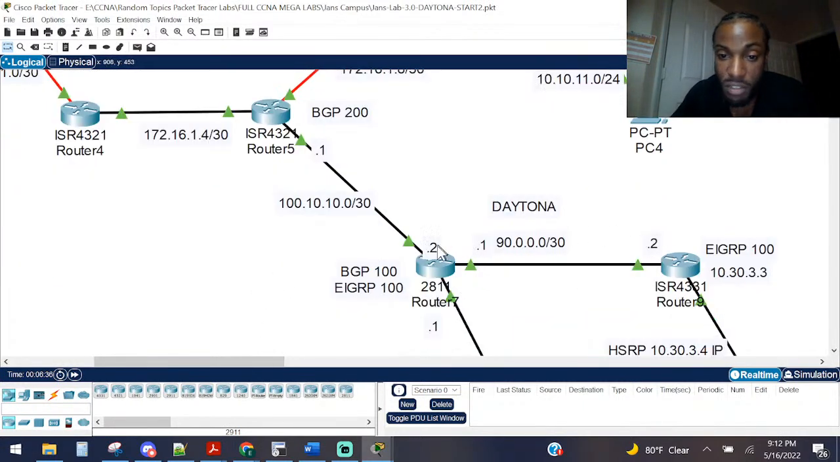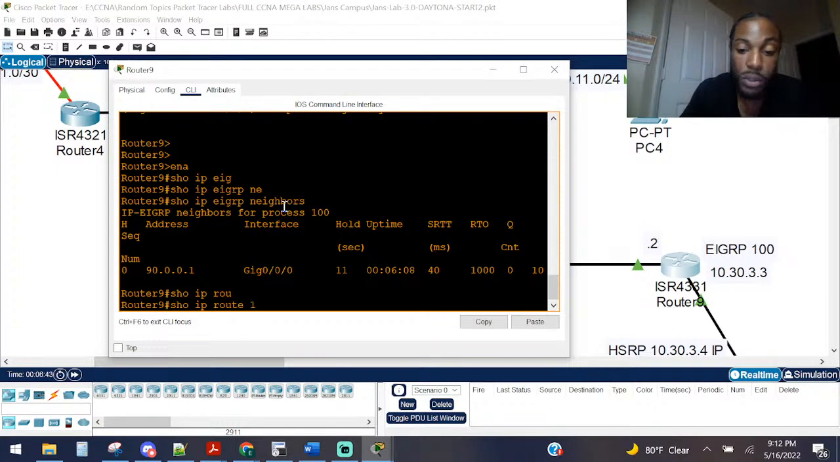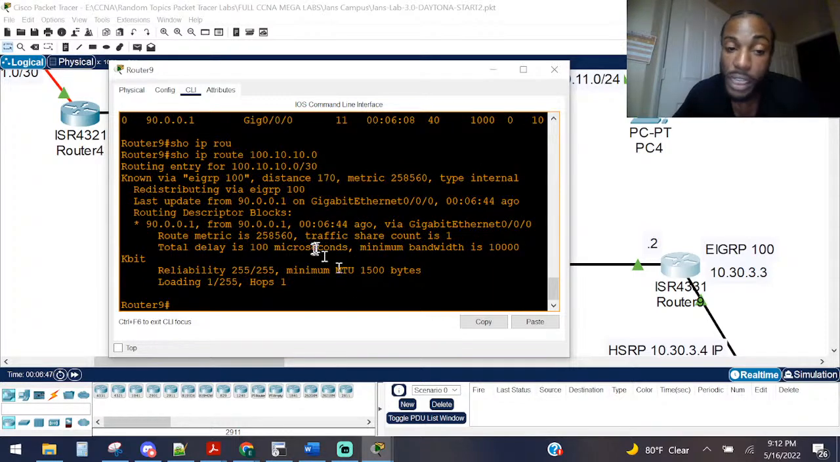So we're trying to see him as a neighbor. We saw him as a neighbor, but we were trying to see that route over there. So we're going to go to router 9 and do a show IP route. The route was 100.10.10.0. If it's not in there, then we're going to have to do some troubleshooting. And it looks like it's in there this time.